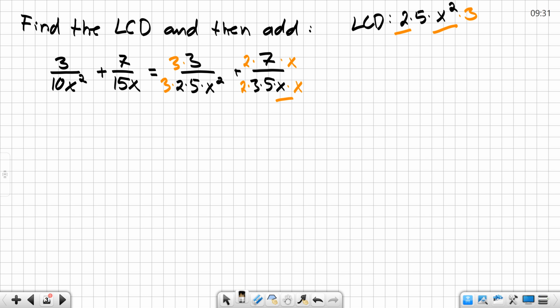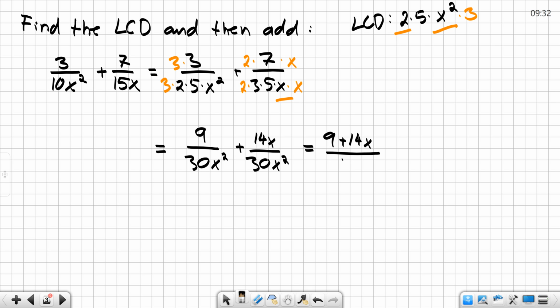Now I'm cleaning all of this up, and in the future you can write this down shorter, smaller, if you know what you're doing. But right now I'm writing down every single step. So I have 9 divided by 3 times 5 times 2. That would be 30x squared plus 2 times 7 times x. That would be 14x divided by 30x squared, and now I can just add the numerators and I'm done.